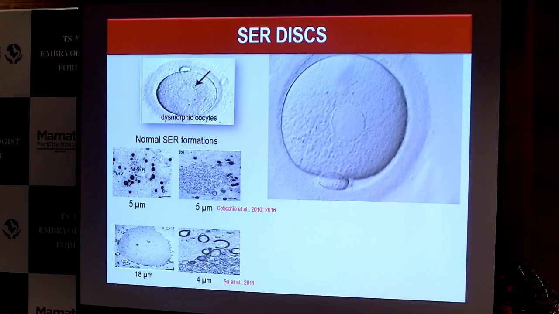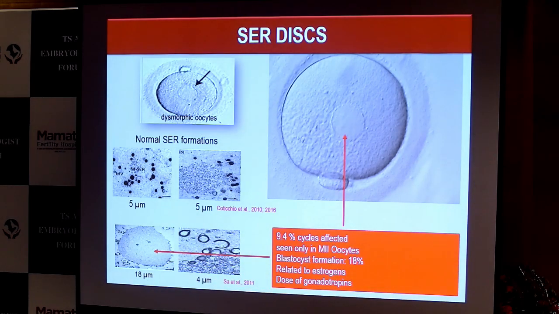Now, this is a dangerous one, the SER discs. All of us know about it. They look something like this. They are large accumulations of fat and the secretions from the SER. It's like a disc. It's not a vacuole. It's very different, and there is definitely lower blast generation when you get oocytes with SER, and it's probably gonadotropin dependent, related to high estrogens.